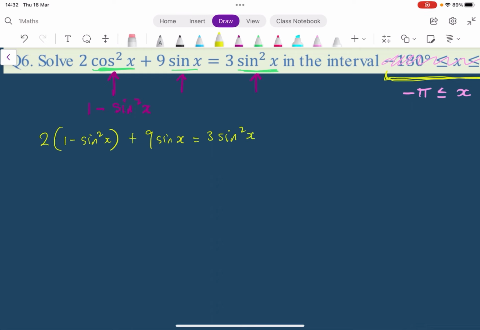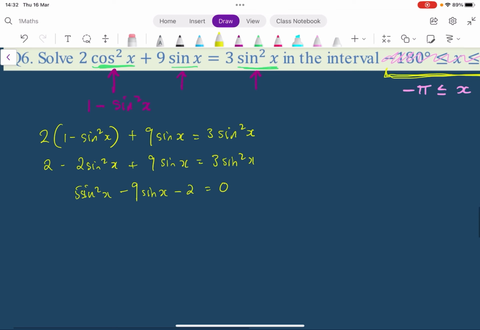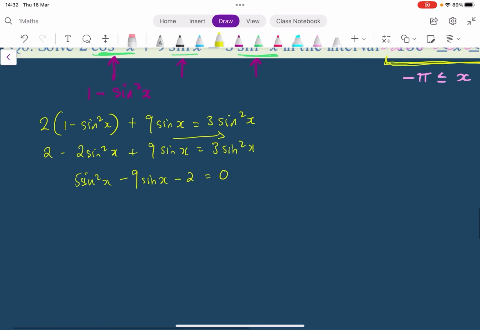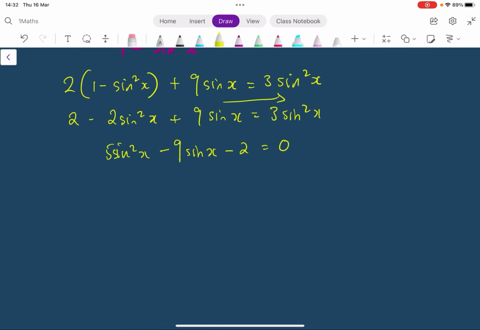Okay, go and expand those brackets. 2 minus 2 sine squared x plus 9 sine x equals 3 sine squared x. Rearrange it. If I move everything to one side, I will get 5 sine squared x minus 9 sine x minus 2 equals 0. I just moved everything to the right, and then I swapped it over again. Factorize or make a substitution. If I let y equals sine x, then I get 5y squared minus 9y minus 2 equals 0.